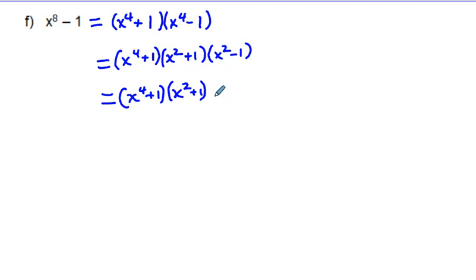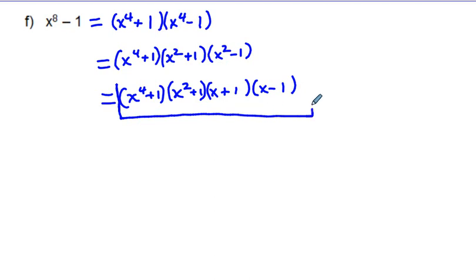So we have x to the 4th power plus 1 times quantity x squared plus 1. And then we take this x squared minus 1. That's going to be simply x plus 1, x minus 1. So here we have fully factored this expression.